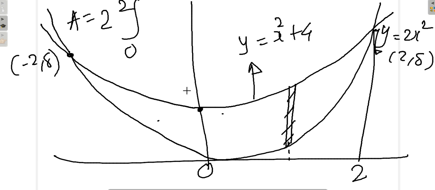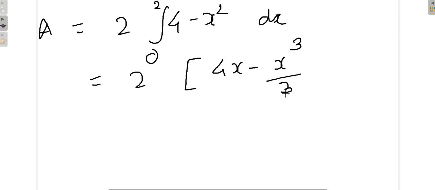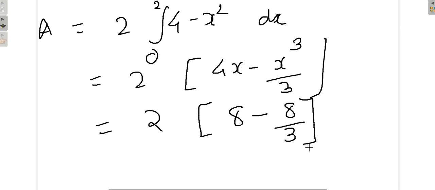What is the upper limit? Upper limit is this y, which is x square plus 4, minus lower limit is 2x square. So solve this, we will get 4 minus x square between 0 to 2. And the answer will be 32 by 3.